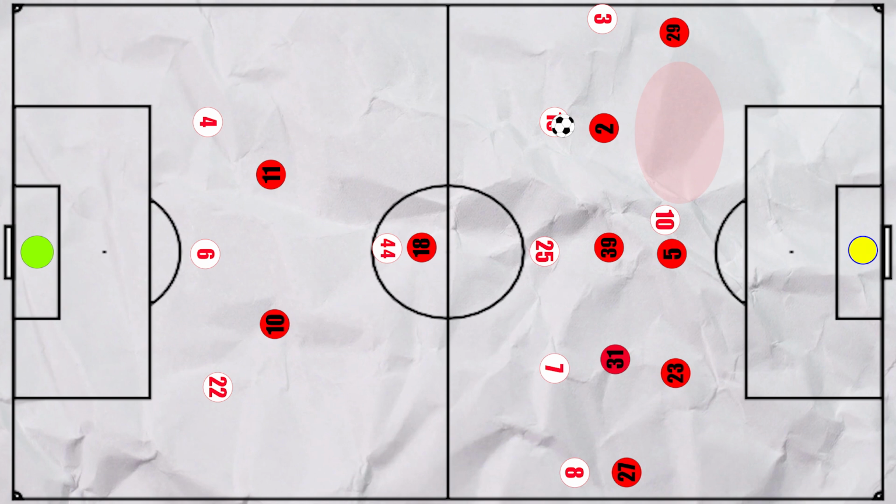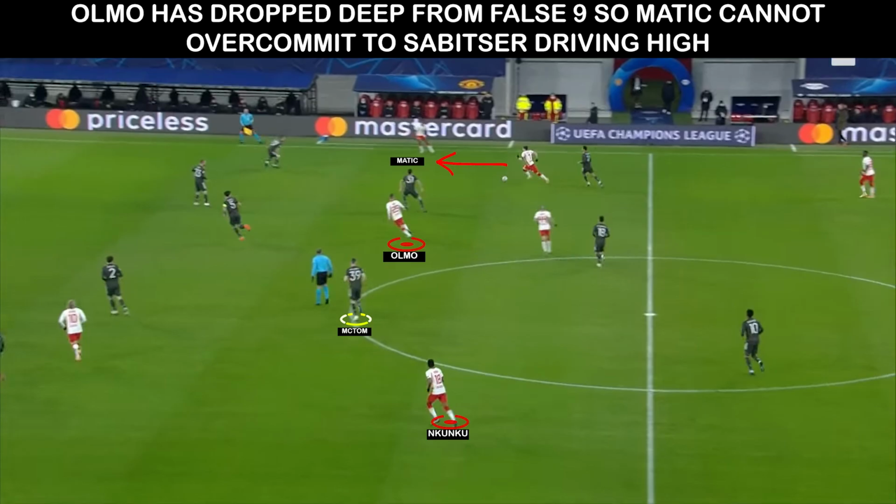The first goal exemplifies a lot of this. We see Olmo has dropped deeper into midfield, meaning that Matic cannot immediately move to cover Sabitzer without leaving Olmo free. We see Nkunku is also free as the United pivots are dragged across.